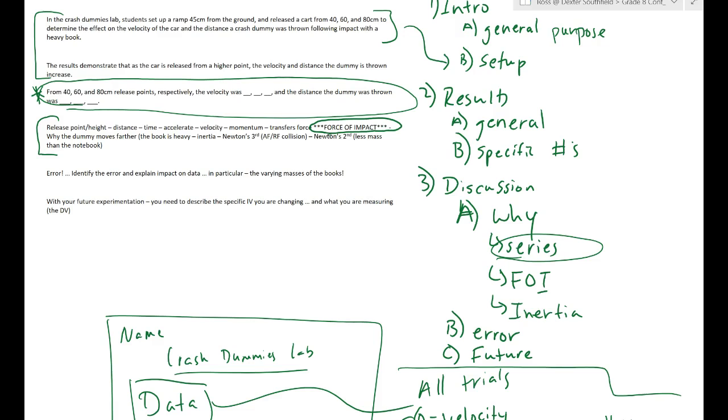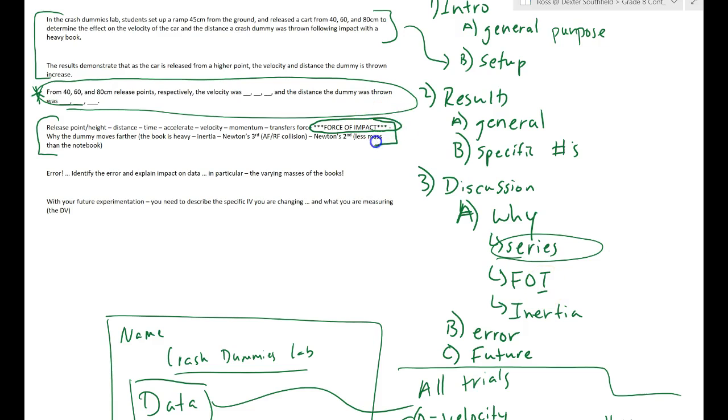Then we need to answer why the dummy moves further. Right? Why does the dummy move further? We're going to talk about that in a moment as well. But that's kind of the series, as well as pieces of the force of impact and inertia to talk about.